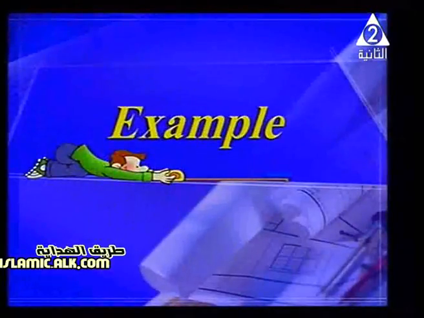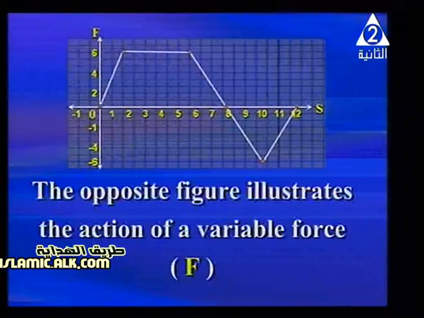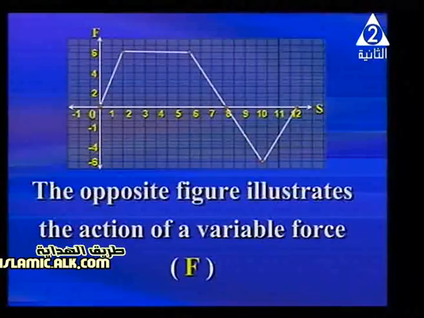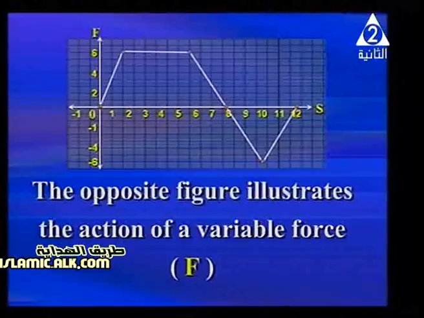Another example. Dear student, look at the opposite figure, which illustrates the action of a variable force. The figure represents two axes. The horizontal axis represents the distance s. The vertical axis represents the force F. Look from the origin point O: when s equals 0, F equals 0.